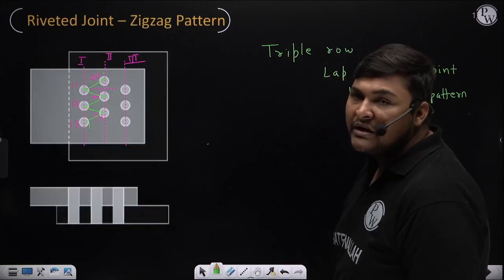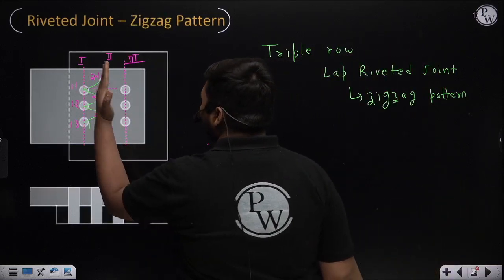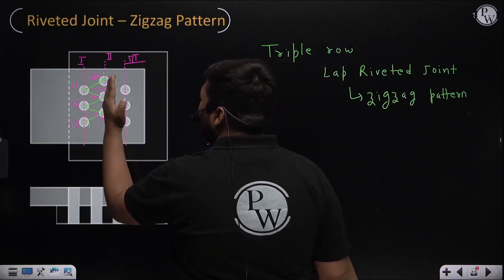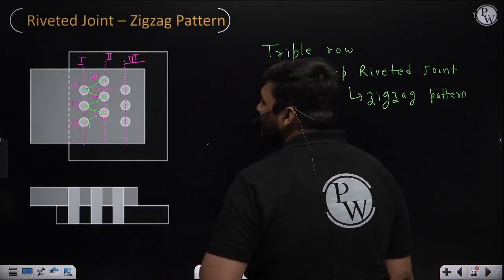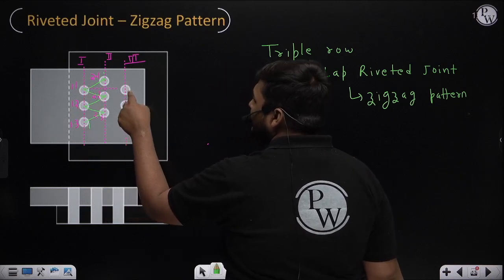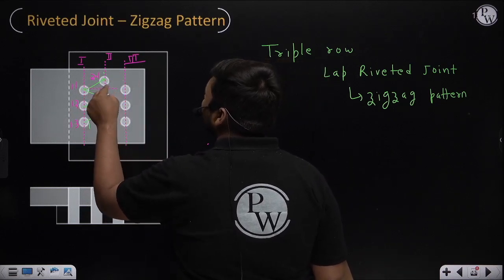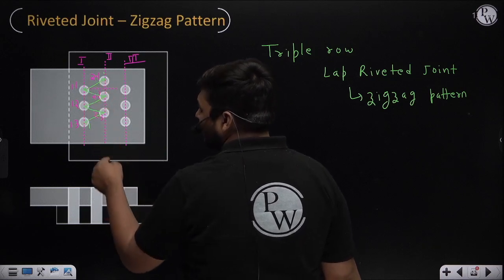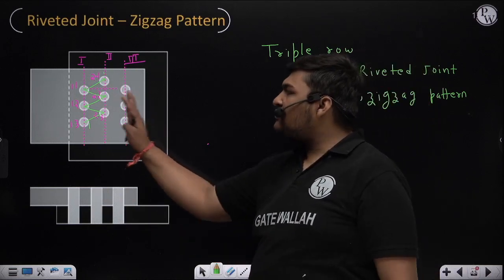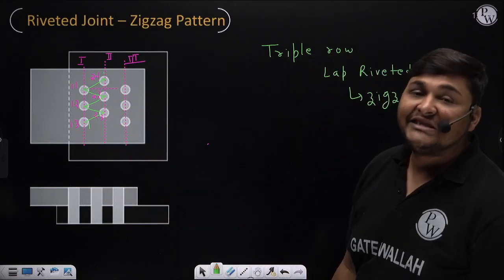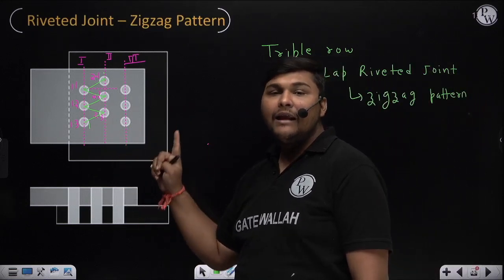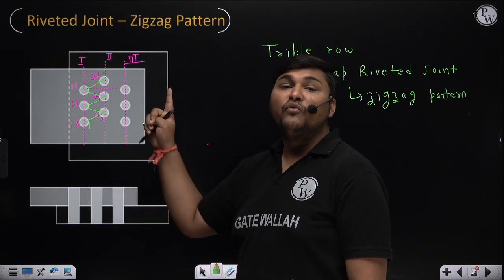If the arrangement of rivets is like this, means whatever arrangement we have used in the first row, just in front of the rivet of the first row, we are not placing a rivet in the second row. What we are doing is, from the first rivet of the first row, if I draw a horizontal line, the first rivet of the second row is either above or below this, and after placing the first rivet you can place all other rivets by maintaining a distance equal to the pitch distance. Okay, so in this way if we are doing riveting, that pattern is known as zigzag pattern. So it is triple row because three rows are coming, lap riveted joint because plates are overlapping, with zigzag pattern.